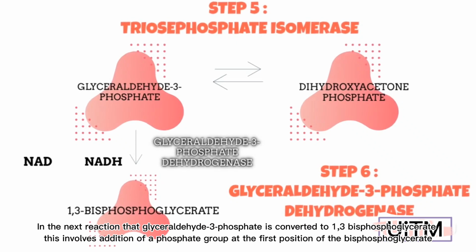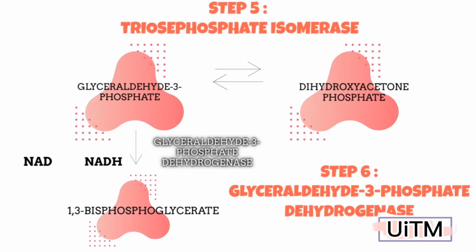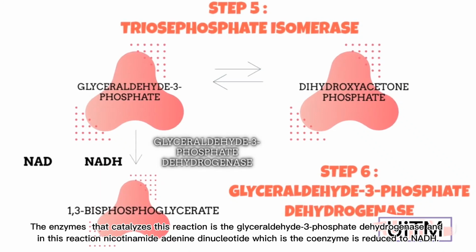In the next reaction, glyceraldehyde 3-phosphate is converted to 1,3-bisphosphoglycerate. This involves addition of a phosphate group at the first position of the bisphosphoglycerate. The enzyme that catalyzes the reaction is glyceraldehyde 3-phosphate dehydrogenase, and in this reaction, nicotinamide adenine dinucleotide, which is the coenzyme, is reduced to NADH.